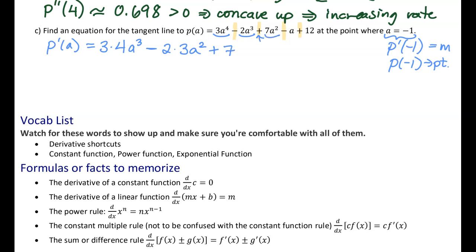So 7 is a constant multiple. The a squared will have the 2 drop down. The new power will be 1. And subtraction again. The derivative of a is just 1. And then finally, the derivative of 12. 12 is a lonely constant, so that's 0. So to clean it up just a tiny bit, I get 12a cubed minus 6a squared plus 14a minus 1, I almost lost it.